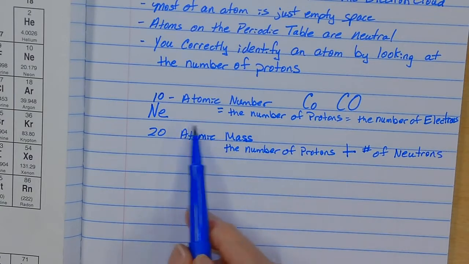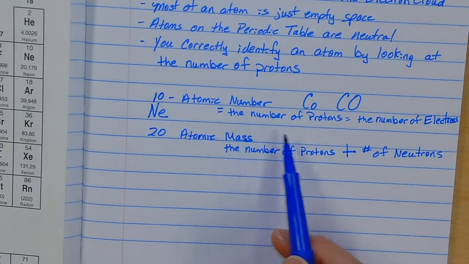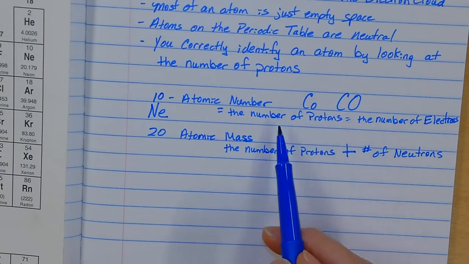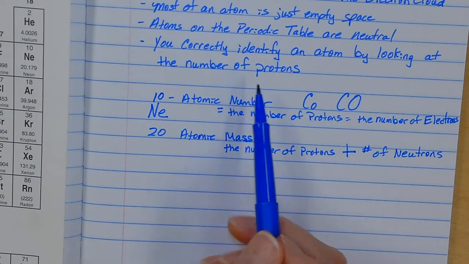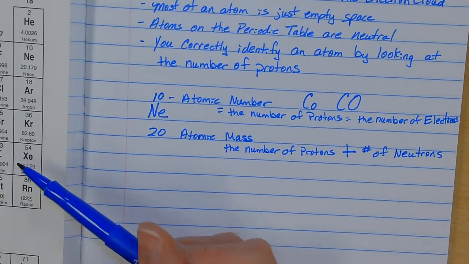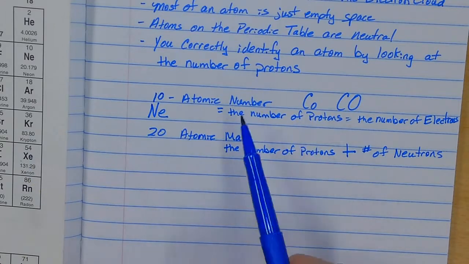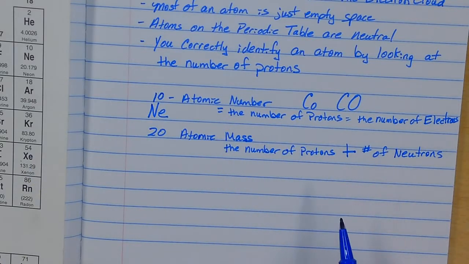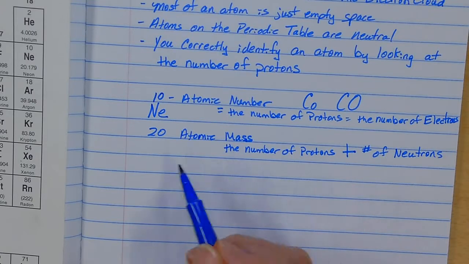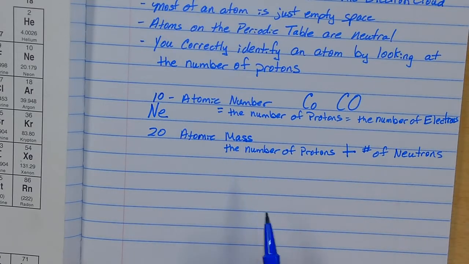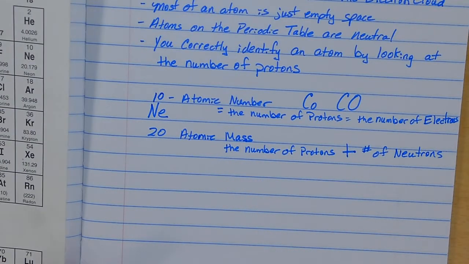So your atomic number is your number of protons, and since every one of these squares on the periodic table is neutral, it also gives you your number of electrons. Your atomic mass, of course, is your number of protons plus however many neutrons you have in that particular atom. So this is very important. You need to remember that as we go through and look at these.